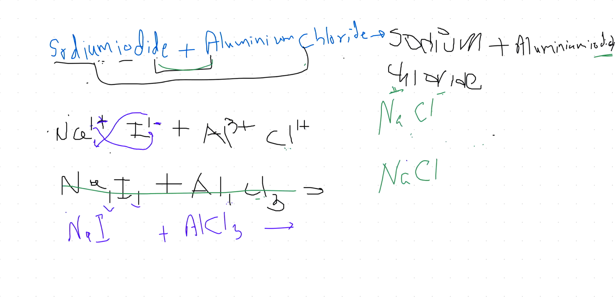We will see how it is written by crisscross. Aluminium iodide 3. This is Al, and this is the iodide 3. So this will be our final equation. Sodium chloride plus aluminium iodide. Just give me time. Okay, so this is our equation.